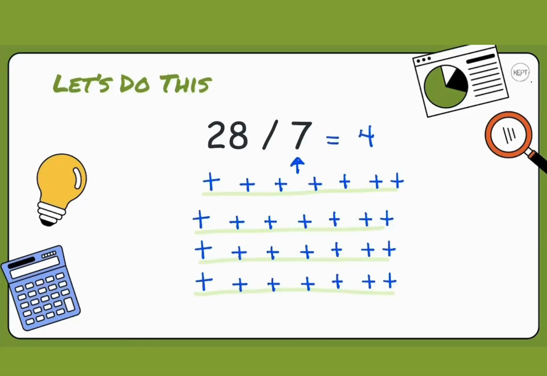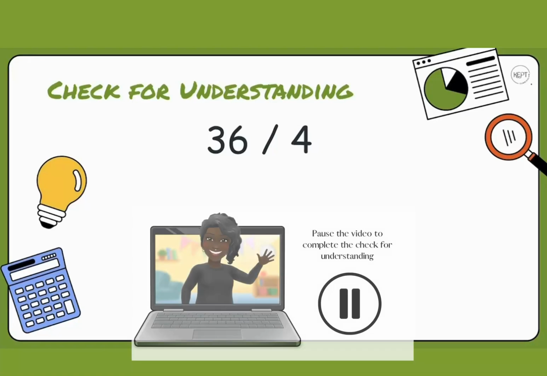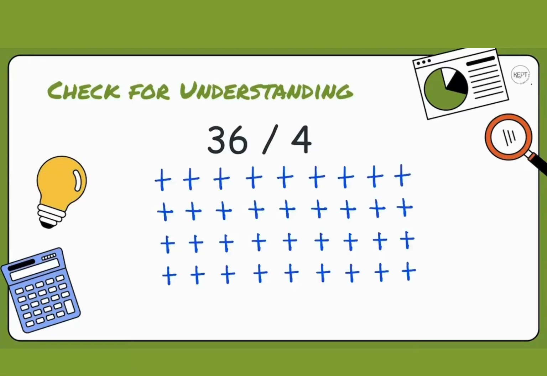Now let's double check just to make sure we understand. Positive divided by a positive is a positive. So that is absolutely true, and we can see that we have 4 groups here of 7. All right, now it's your turn to show what you know. Go ahead and hit the pause button, and I want you to show me 36 divided into groups of 4.